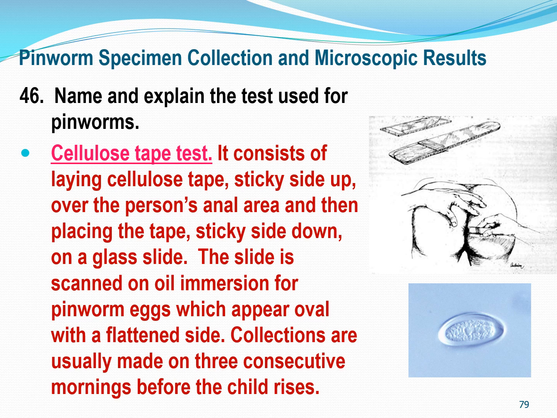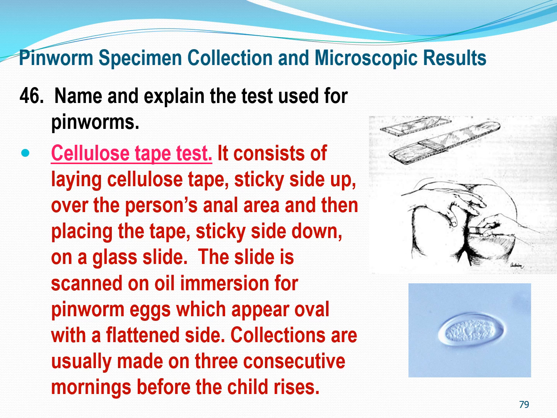It consists of laying cellulose tape, sticky side up, over the person's anal area and then placing the tape sticky side down on a glass slide. As you can imagine, they put the tape on a wooden applicator stick, then touch it near the anal area on both sides, hoping that the eggs stick to the tape. Then you lay that tape, sticky side down, on a glass slide. The slide is then scanned on oil immersion to look for pinworm eggs, which appear oval with a flattened side. It's the picture we see down in the bottom right-hand corner.